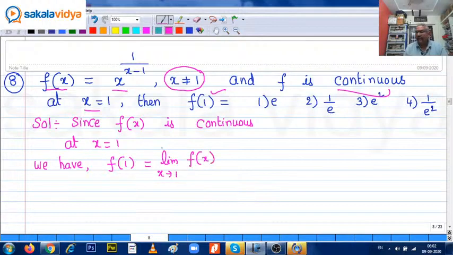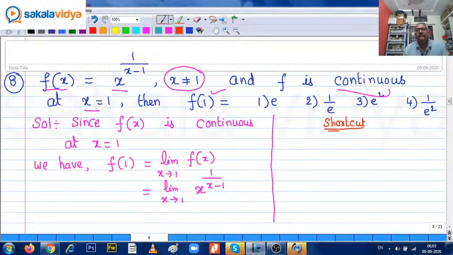Now let us replace the f of x value here. Limit x tends to 1, f of x is x raised to 1 upon x minus 1. If you substitute the limit, what happens? 1 to the power of infinity form. So we have one shortcut. We have the shortcut: limit x tends to 0 of f of x to the power of g of x.